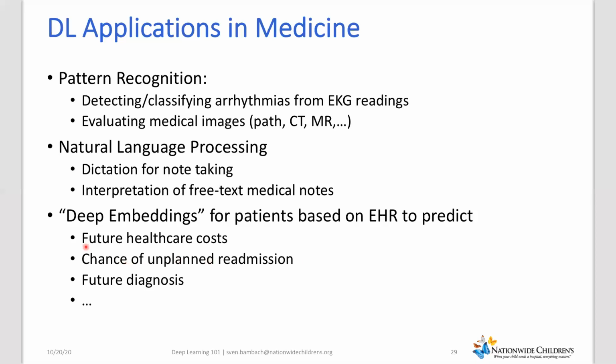So the insurance company might be interested in future healthcare costs. The hospital might be interested in the probability of an unplanned readmission. The physician might be interested in potential future diagnoses, all these kinds of things. In practice, however, this is an area where deep learning has not really taken over yet, right? We've not been entirely replaced by AI, simply because these data sources are very complex and very messy, and it's not as easy as plugging an image into a neural network. So people are working on this, but deep learning has not yet taken over this field because it's not the solution for everything.